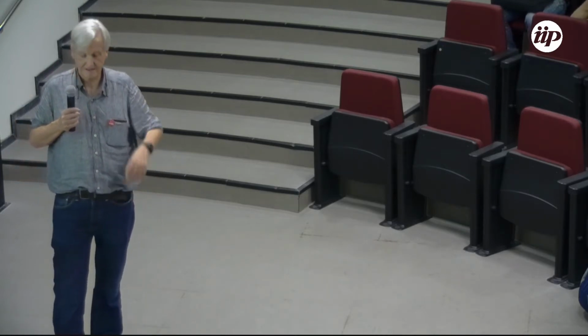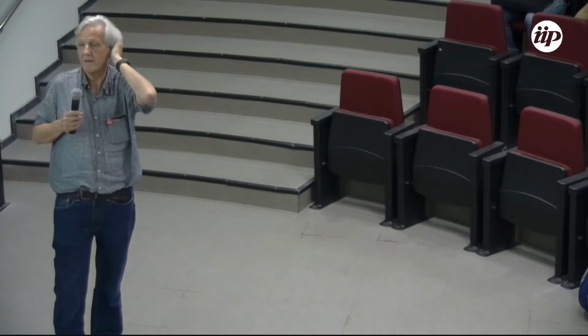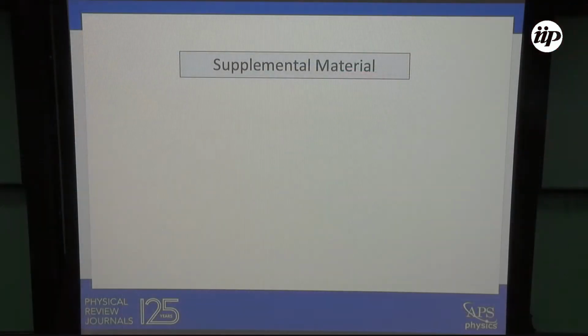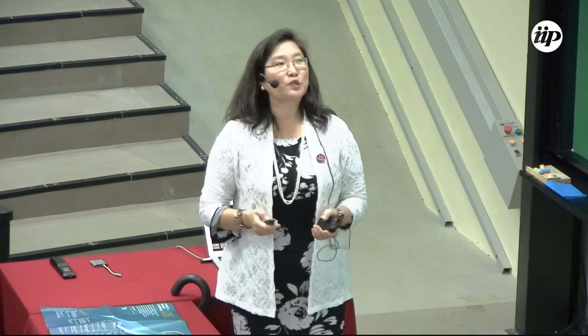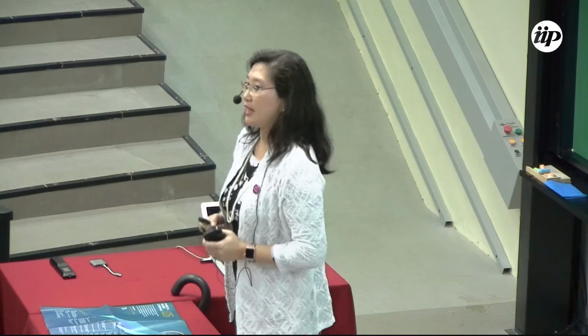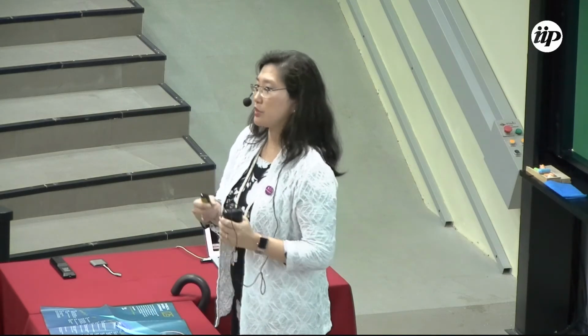So, supplemental material. This was touched upon. More and more people are submitting supplemental material, partly because certain journals encourage it to the point that, let's put it this way, for us, it is important to remember that the paper should be self-contained. You should not need to go and read the supplemental material to understand the paper. That's very important. It should not be used to avoid the length limit.